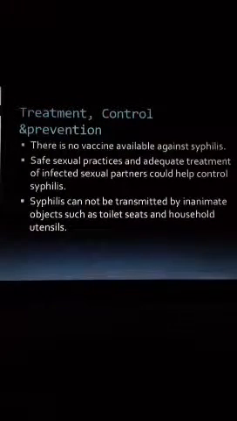At the moment, there is no vaccine available against syphilis. Therefore, safe sexual practices and adequate treatment of infected sexual partners remain the best control measure for Treponema pallidum. Syphilis cannot be transmitted by inanimate objects such as toilet seats or household utensils.